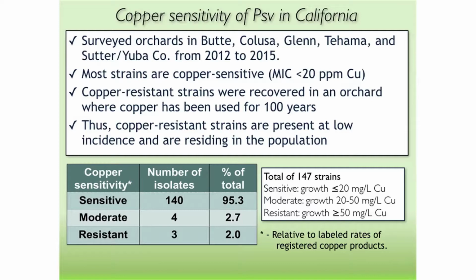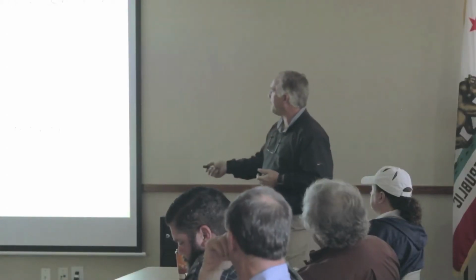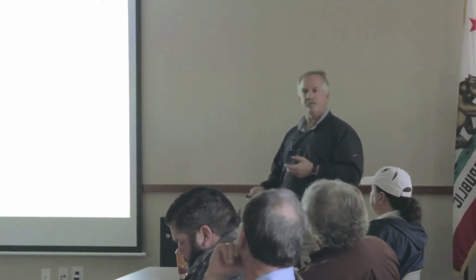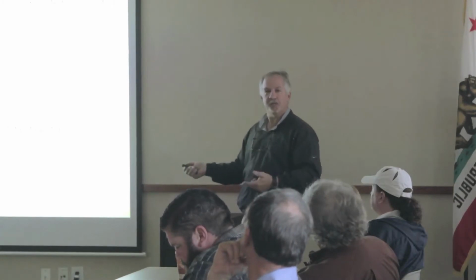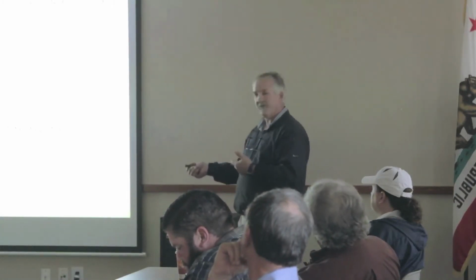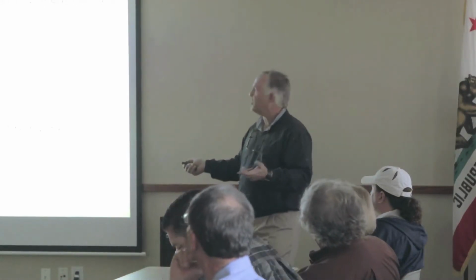But the alarming news here, and I'm not being an alarmist, is that there is a potential for resistance. We see a small percentage, 2% being moderately resistant, and 3 of those 147, about 2% of the total, showing high levels of tolerance to copper, where they're able to grow in the presence of copper. The good news is that where we found these copper-resistant strains, they were in orchards that have been in place for 100 years, using copper over and over again. So if we use copper only, and use it indefinitely, we're going to select for resistance. That's basically what this shows us.